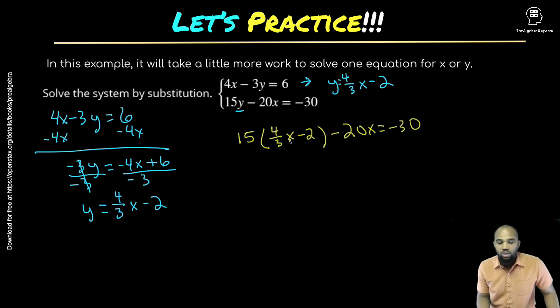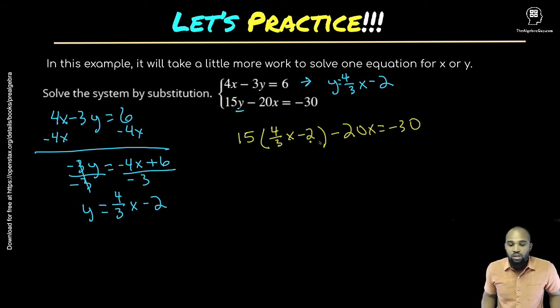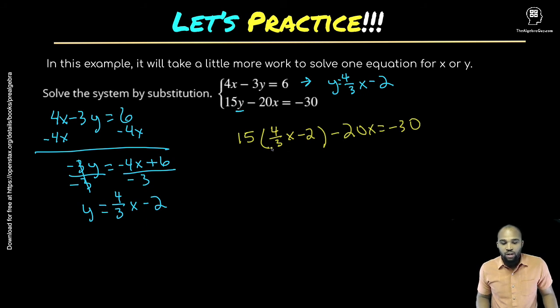So let's solve this one. Notice we got everything in terms of x, so we can actually solve it now. 15 times 4/3, well, 15 divided by 3 is 5. 5 times 4 is 20, so that's going to give me 20x. I just did distributing there.